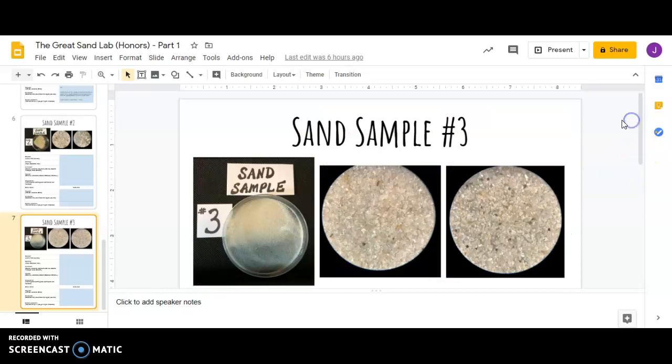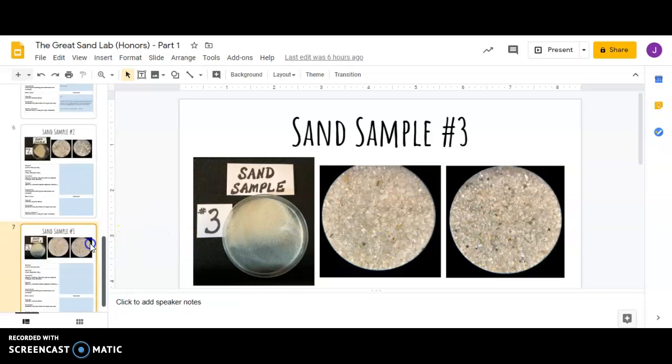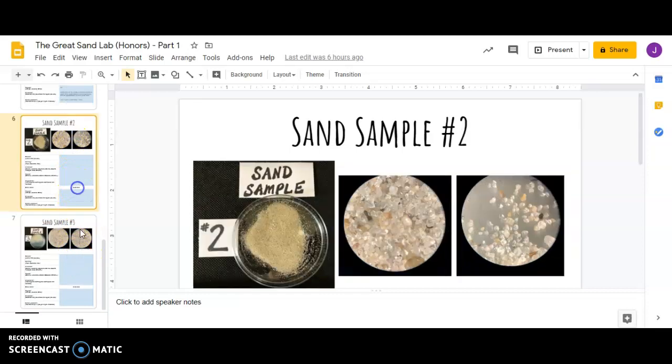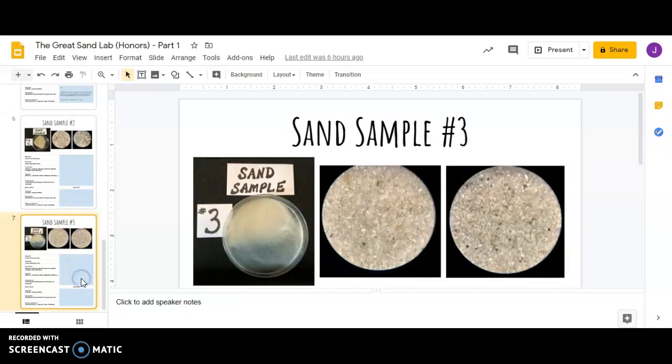Okay. So you're going to be, again, taking a close look at it, examining what it's made of, looking at the colors, just like I did in sand sample number 1. And you're going to try to fill these out. Now, remember, these two are practice. I want you to give it a try. It's not going to count toward your grade. It's the first time you're trying it.